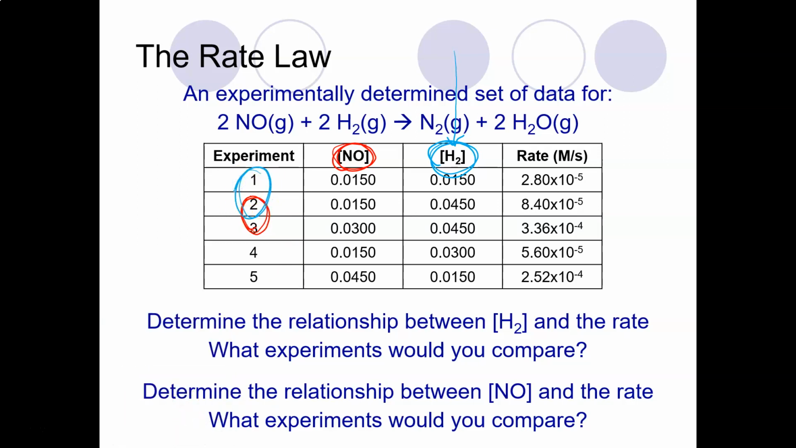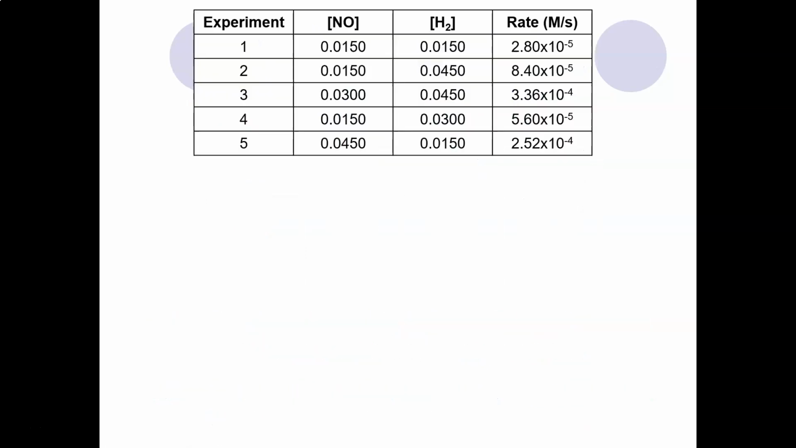What I want us to do is look at hydrogen first, and I'm going to choose experiments 1 and 2. Looking at hydrogen, I'm looking at the rate. What I want to know is the relationship between rate equals hydrogen to some power. So experiments 1 and 2.